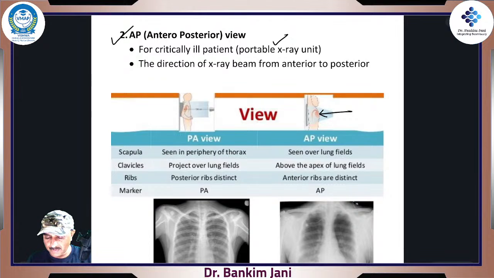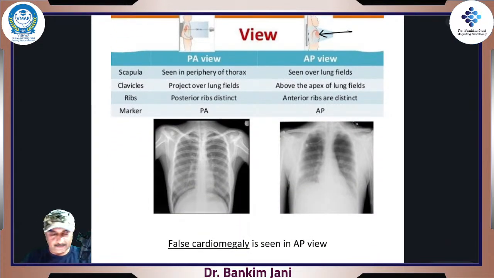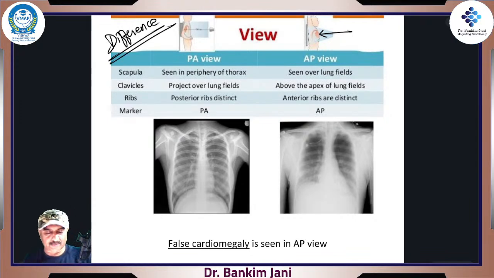This is the AP view. The heart is in front. So using the same logic, since the heart is in front, when it imposes its shadow on the X-ray plate, it would be enlarged, correct? It will be enlarged. So unnecessarily, it will show as if the heart is enlarged. Not to worry, right? We have got the solution for it. See the differences. You must remember them. But it is so logical, you will always remember them.